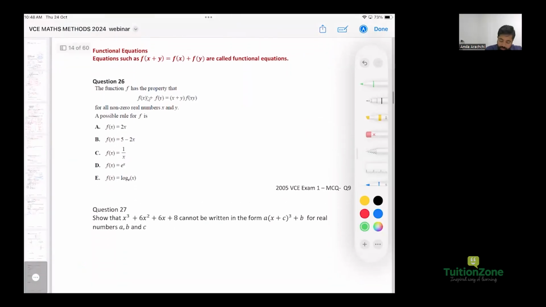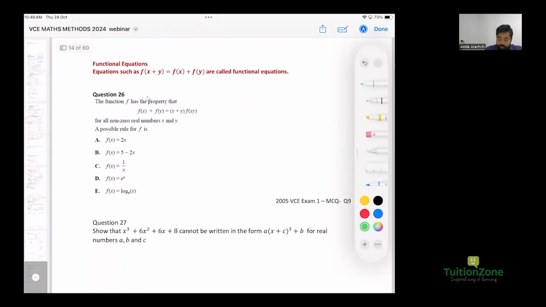All right. These are functional equations. Shall we try maybe question 26? I'll give you maybe a minute to think and get the answer. If you can get the answer, tell me the answer. This is a tech-active question, so you can use a calculator, but still, that's a bit of a trial question. Question 26.